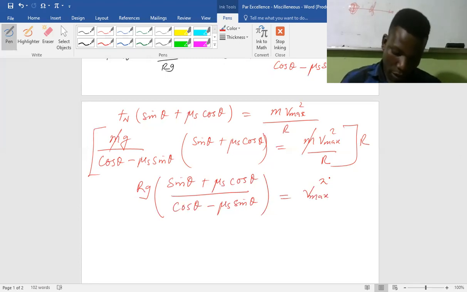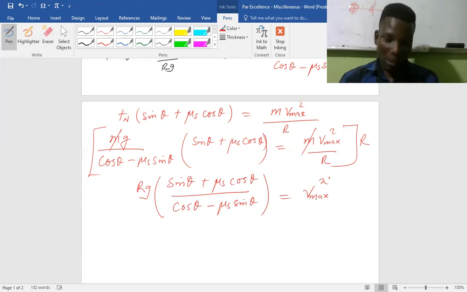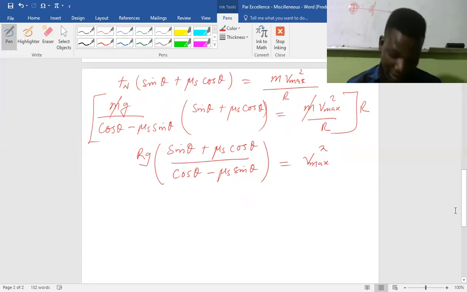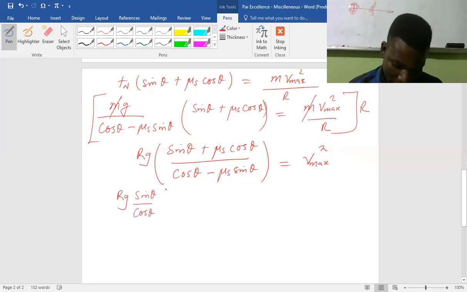So now, we're still playing with this equation. What if we factor out on the numerator the sine theta, and also on the denominator, we factor out cos theta? I hope you can now see the equation coming out. So we're going to have RG, here on top, we factor out sine theta, and down, we factor out cos theta. So we are going to have one here plus mu cos theta over sine theta over.